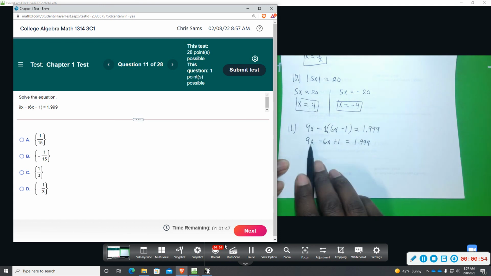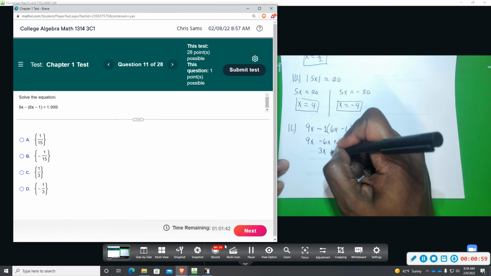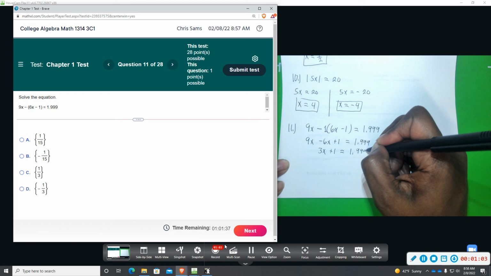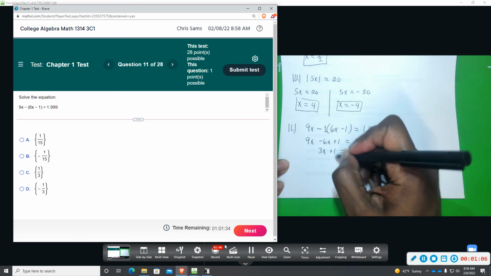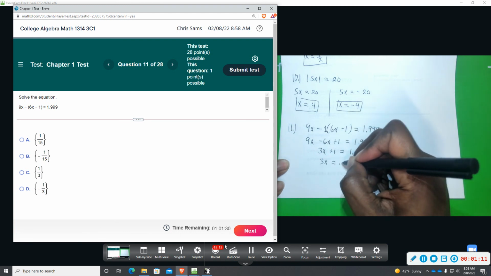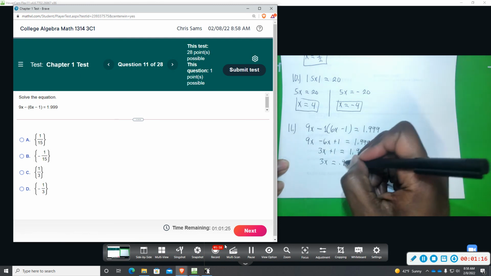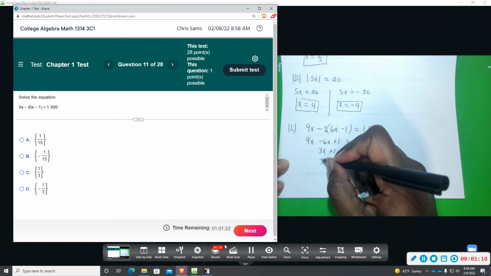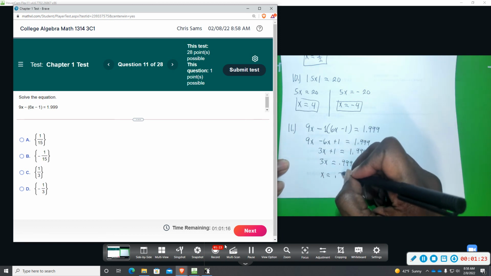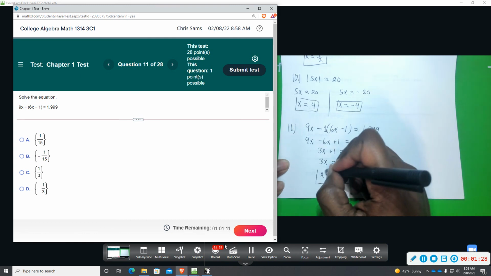1.999. All right, we can combine like terms, subtract, and that will give us 3x plus 1 equals 1.999. We're going to subtract 1 from both sides. That's going to give us 3x equals 0.999. And then we're going to divide by 3. So if you divide by 3, we're going to get x equals 0.333. So this is what we get.